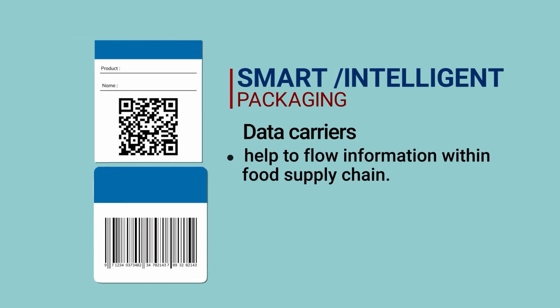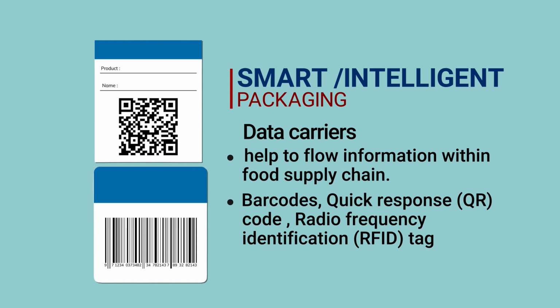Broadly, this can be of two types. One is data carriers. I hope you all have seen the barcodes or QR codes or RFID tags on the package as a label. So what does it do? It actually helps to flow the information within the food supply chain.